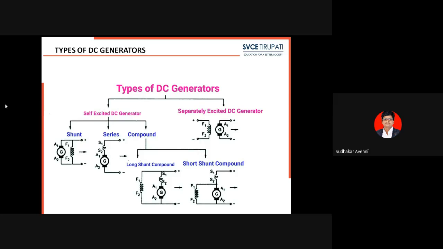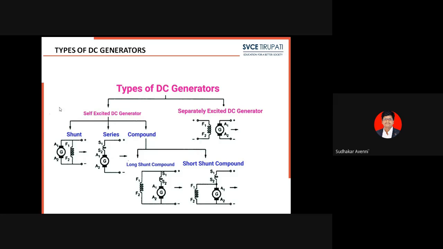See here, what is the difference between the series generator and the shunt generator? In the shunt generator, the no load voltage is 220 volts, that is the rated voltage. And coming to the series generator, the no load voltage is 2 to 5% of its rated voltage. What is the difference here? Based on self-excitation, the shunt generator will produce rated voltage.